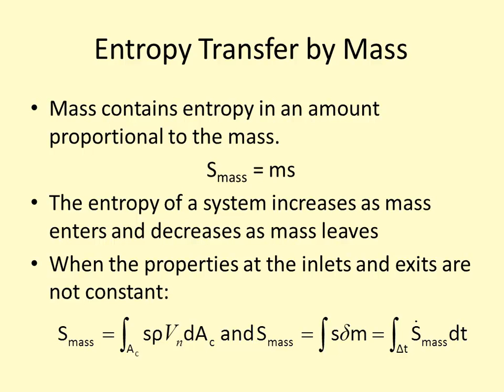So adding mass to a system will increase the entropy. Removing mass in general will decrease the entropy. The exception would be if you're adding mass of a lower entropy value, and so you're decreasing the overall entropy of the system because you're pushing out some of the mass with a higher entropy value. We'll see how that all balances out in the end. And then again, if the properties aren't constant at the inlet and the outlet, then you have to average them and find some net entropy value as the properties change over the cross section.